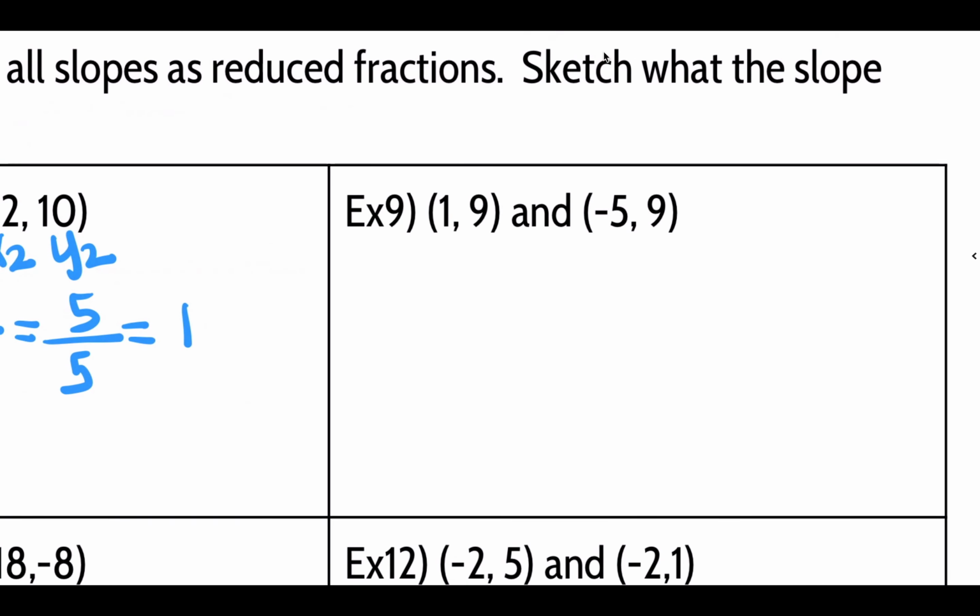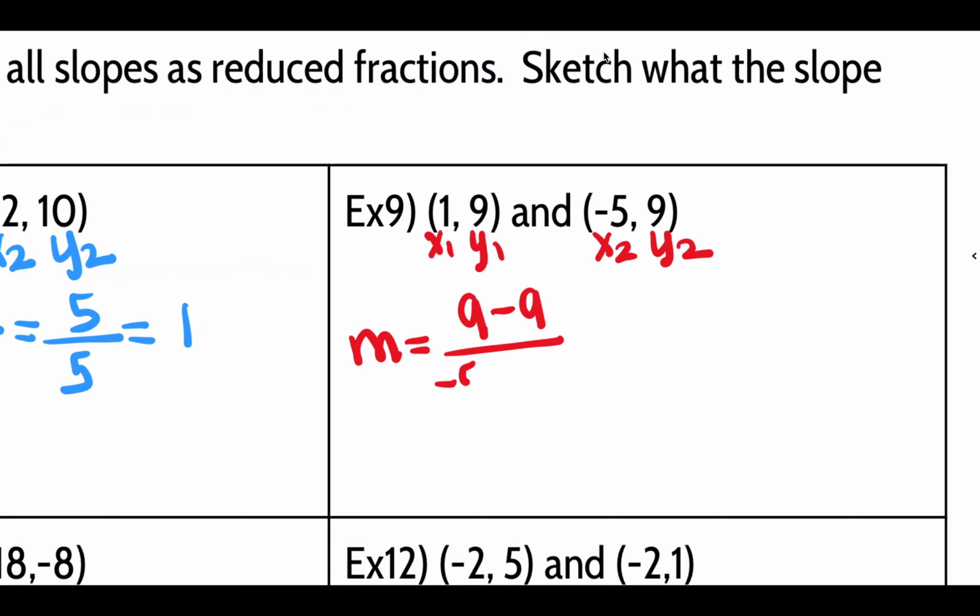Next one, we have x1, y1, x2, y2. So our m is 9 minus 9 over negative 5 minus 1. 9 minus 9 is 0 over negative 5 minus negative 1, which is negative 6. If you put that in your calculator, 0 on top actually reduces down to 0. So 0 divided by negative 6 is 0. If we were to graph this, it would be a horizontal line.